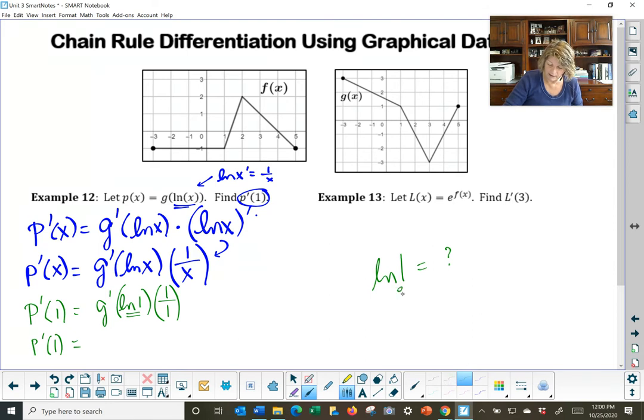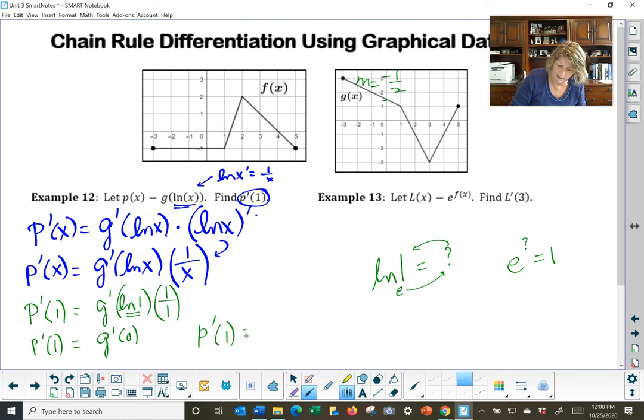That means I've got e to a power gives me 1. E to something equals 1. E to the 0. Sweet! G prime of 0, multiplied by 1. Don't need to write a 1. G prime of 0. That was the one that had the slope of -1/2, right? So looks to me like p prime of 1 is -1/2. That was example 12.